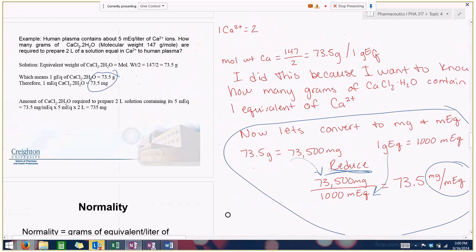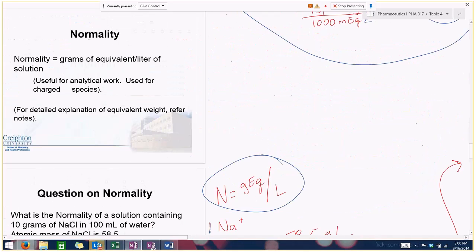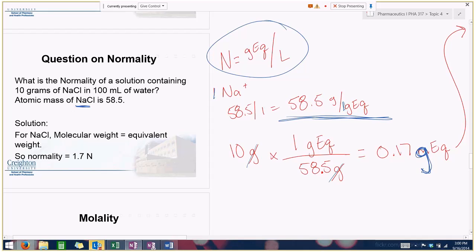I was just like, how is that the one and the same? I didn't understand it. But then once I wrote it all out and reduced it, I was like, oh, that's why, because 73,500 divided by 1,000 is still the same number. Yep.